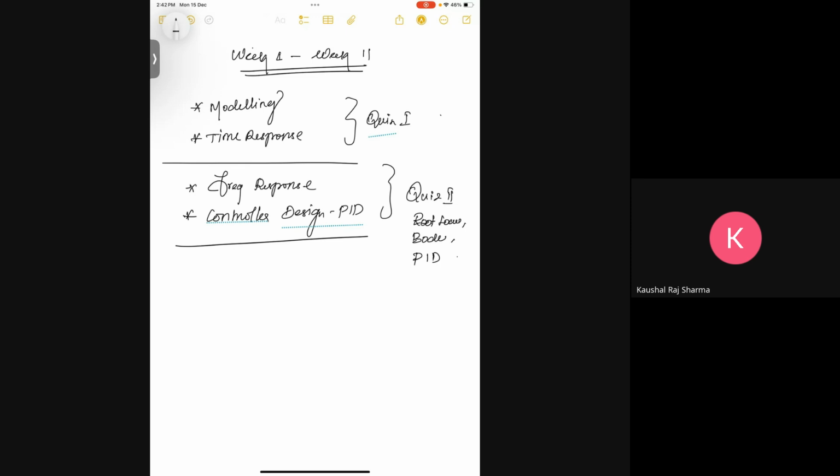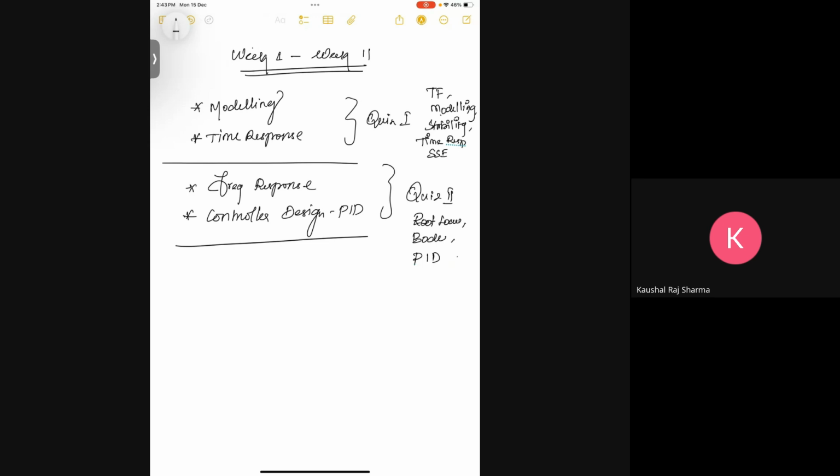Yeah. For quiz one, you have all the time response analysis, transfer functions broadly, modeling of systems, how to model a system using a transfer function, and how to analyze the system. Stability was a very important topic in the first quiz content. And what else? Time response analysis, rise time, peak time, along with the steady state error. For a step input, what is the error for a type 0 system, type 1 system, and so on.